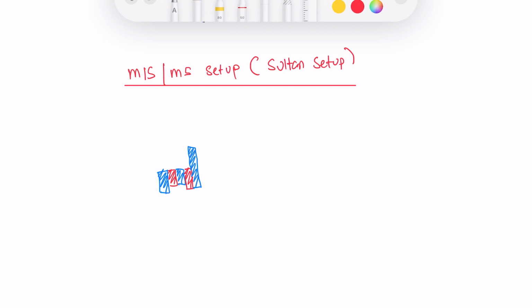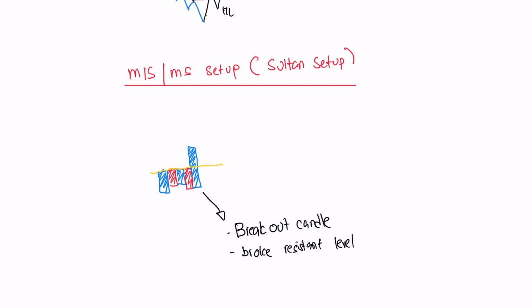Okay. So number one, we have identified that over here is what we call the breakout candle. It has broken the level of resistance over here. It broke this resistance level.